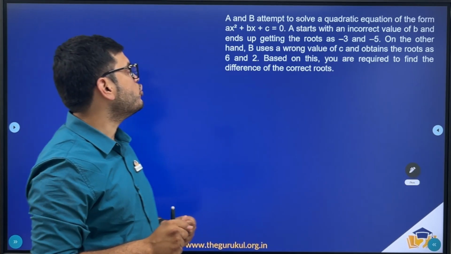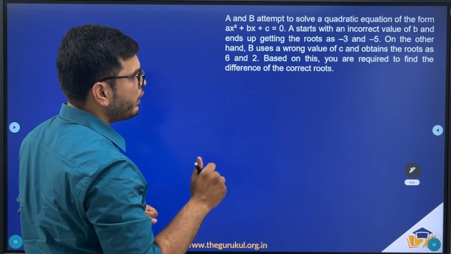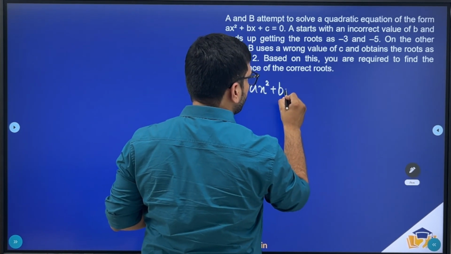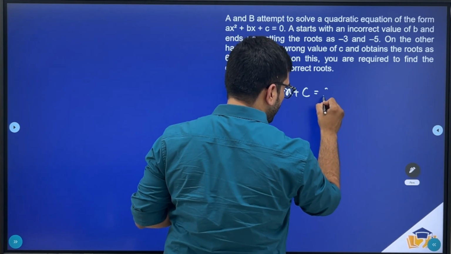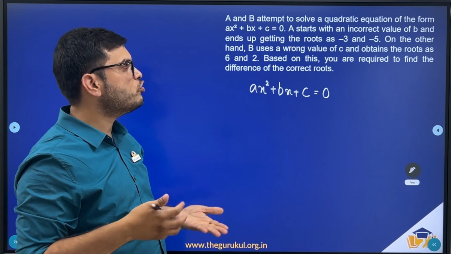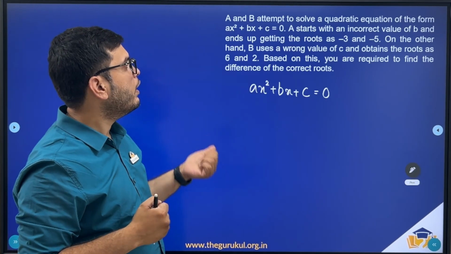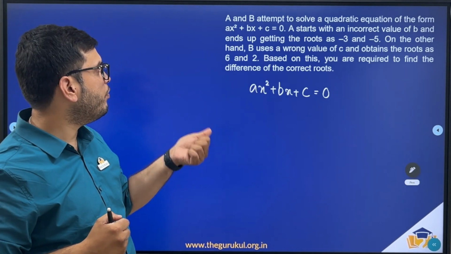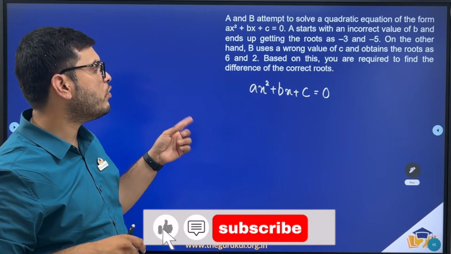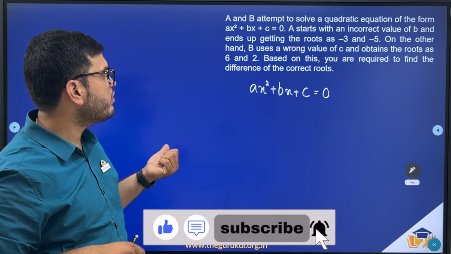Now coming to the fifth question. A and B attempt to solve a quadratic equation of the form ax square plus bx plus c is equal to 0. Now this is the actual equation for which A and B should be solving for the roots, right? Now A starts with an incorrect value of b and ends up getting the roots as minus 3 and minus 5. On the other hand, B uses a wrong value of c and obtains the roots as 6 and 2.